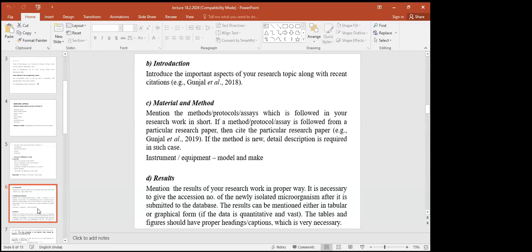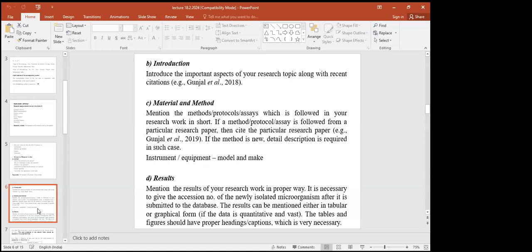In materials and methods, you even have to mention the model and make of the instrument or equipment, the sophisticated instruments. You have to give their name, the make and model number, and the country it is from. Only for sophisticated instruments do you have to give the model and make.